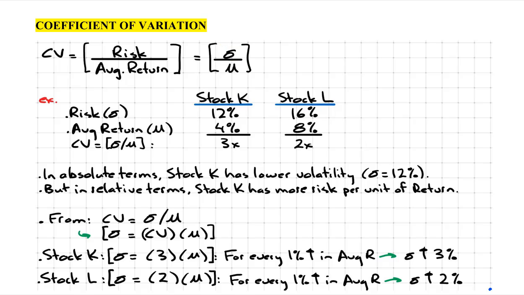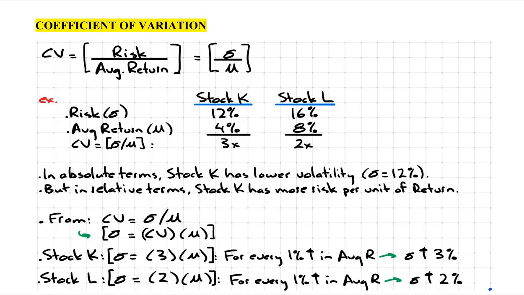Suppose that we're looking at two stocks, stock K and L, and their standard deviations are as follows. Stock K has a standard deviation of 12 and stock L has a standard deviation of 16. Now, if we stop the analysis right here, the conclusion, of course, would be that stock L is riskier. However, the flaw with that approach is that you're only looking at risk in isolation.